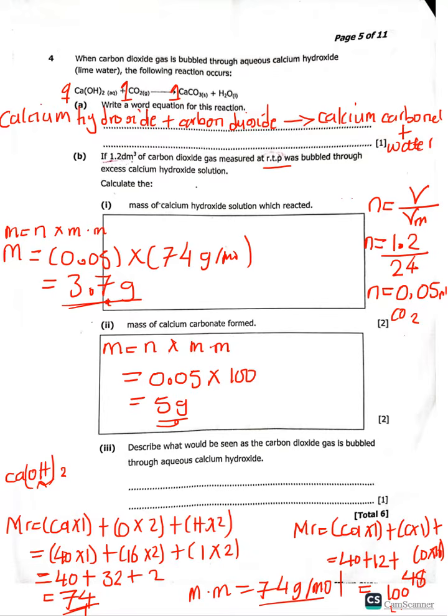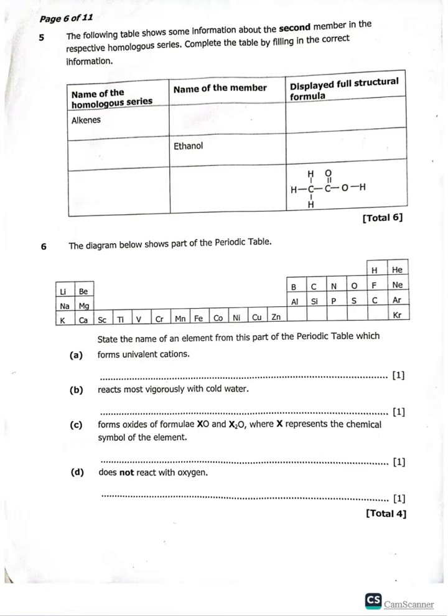Now let's move on to Roman number 3. Describe what will be seen as the carbon dioxide gas is bubbled through aqueous calcium hydroxide. A white precipitate will be seen. So it is going to turn into a white cloudy solution.